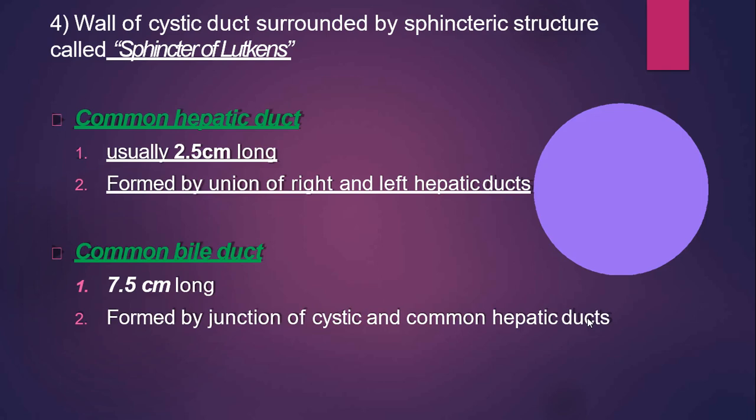The wall of the cystic duct is surrounded by a sphincteric structure called the sphincter of Lütkens, and that is the basic sphincter which holds the bile. Whenever there is a need for bile, it will relax due to the different enzymes secreted, and bile comes into the duodenum. So the gallbladder works as a storehouse.